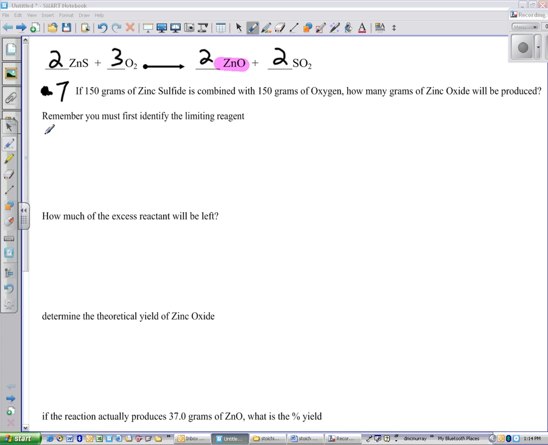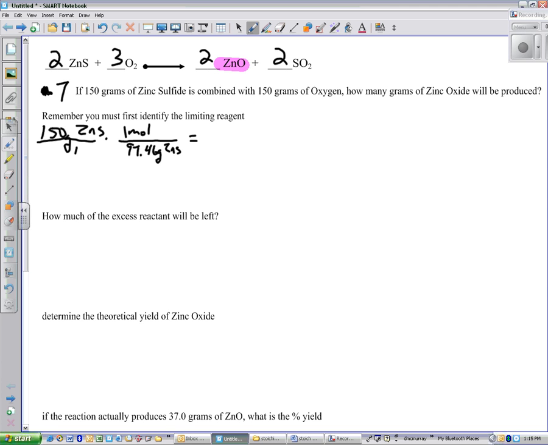So I start with my 150 grams ZnS. I'll put that over 1 and convert that to moles. And that's the molar mass. Remember, that's the addition of 1 zinc and 1 sulfur. I divide, and I get 1.54 moles.